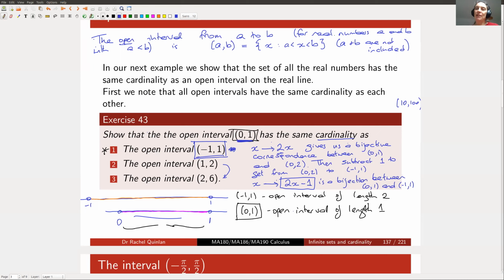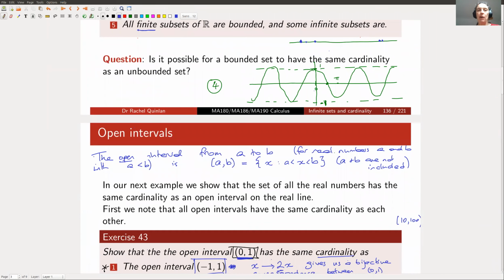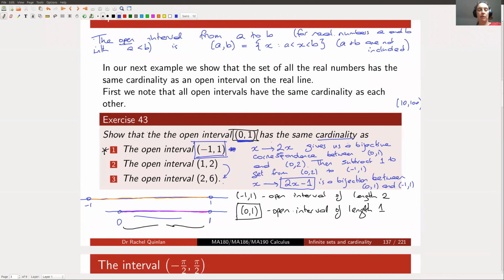Okay, so that kind of answers the question, at least, of whether different bounded sets that occupy different regions of the real number line can have the same cardinality as each other. We haven't answered the question about whether a bounded set can have the same cardinality as an unbounded set, because this mechanism that we've just talked about in exercise 43 in the slides deals with bounded open intervals.